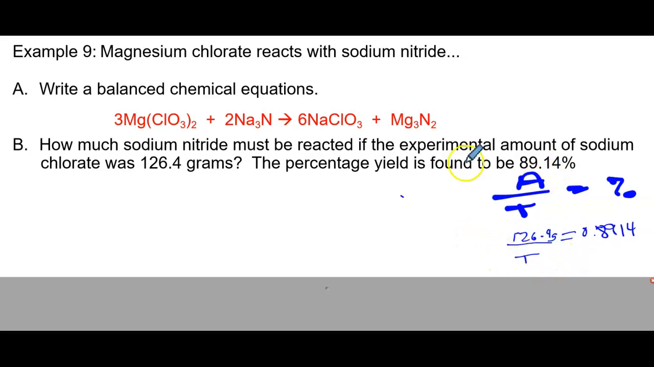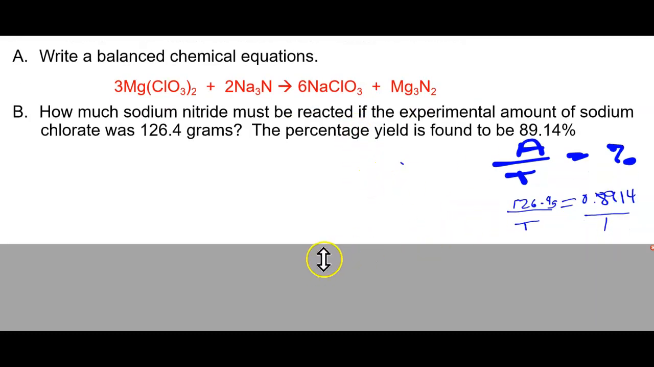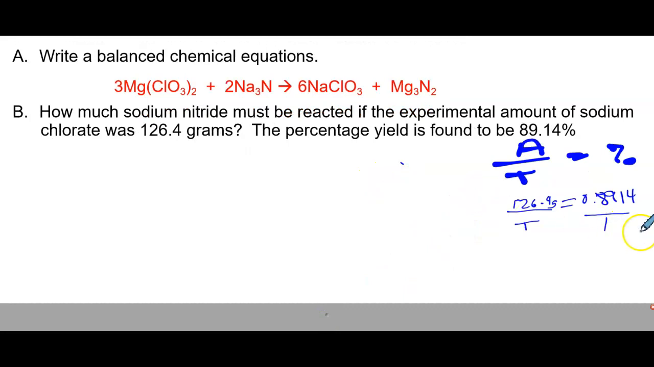Now, how do I know this 126.4 grams isn't T? Because it says experimental. And remember that theoretical has to be from the limiting reactant. It has to be perfect. It can't be an experimental value. Okay, so now we can put this over 1 and cross multiply. Let me bring my screen down and show you what I mean by that. So we're going to cross multiply to solve for T.